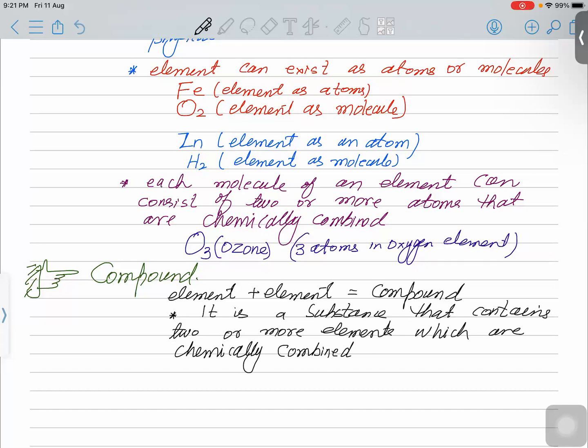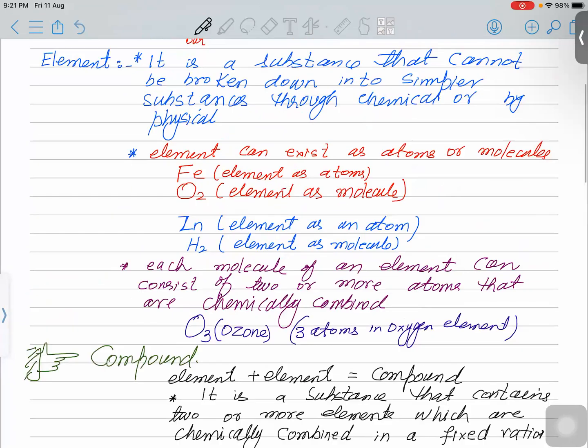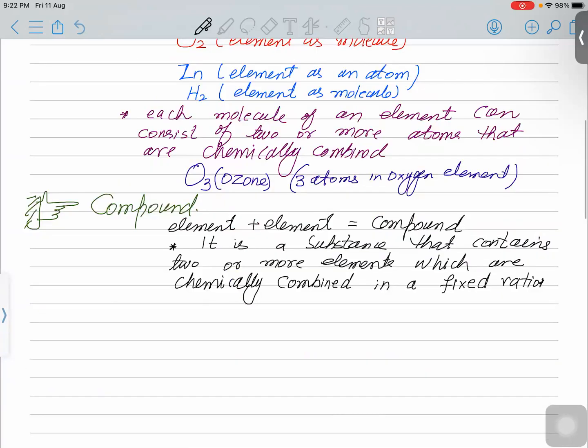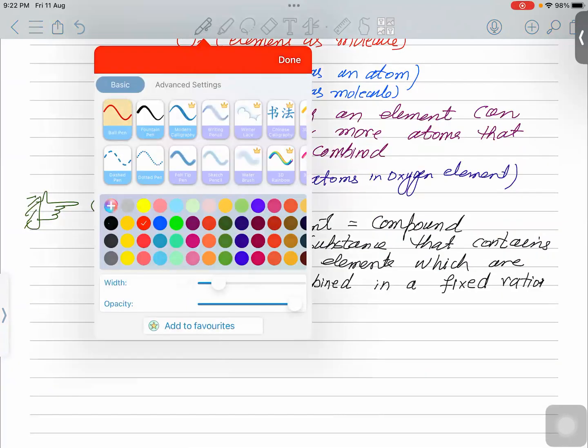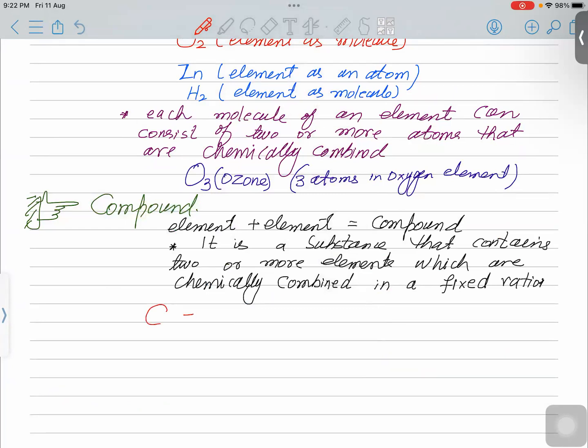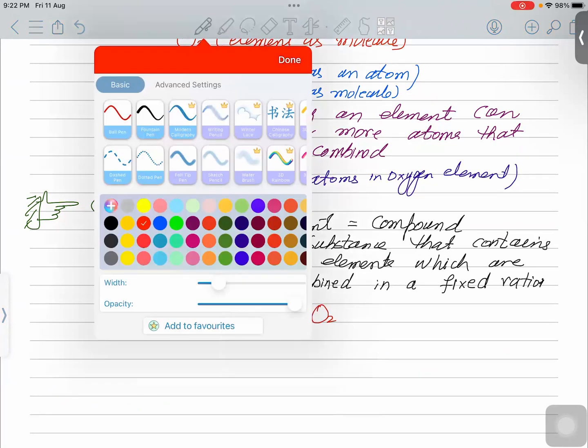It is a substance that contains two or more elements chemically combined in a fixed ratio. This is not the condition for an element. For example, this is carbon, this is oxygen, carbon dioxide is formed. Can you tell me the name of the element?